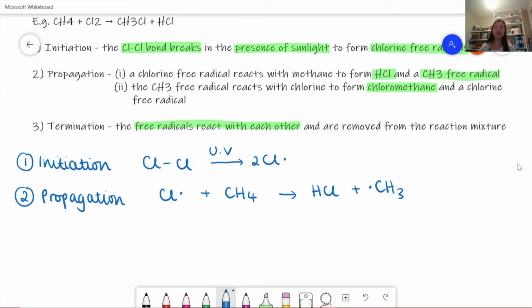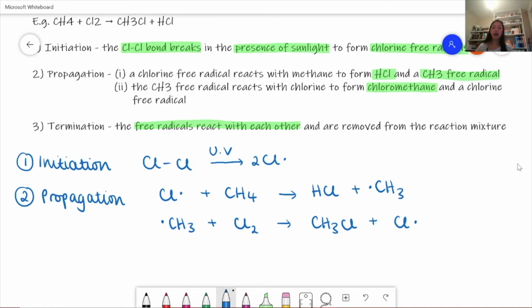And the second step is where we have this CH3 free radical reacting with chlorine, and this will form our chloromethane, CH3Cl, because basically it takes one of the chlorine atoms from the chlorine. And so we get a chlorine free radical. And so this is the free radical that goes and then repeats these two steps. So this is the chain reaction.